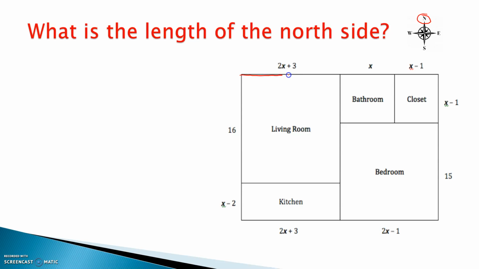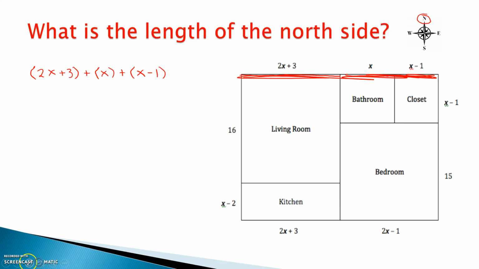So I need this segment, I need this segment, and I need this segment. I need all three segments to find the total length of the north side. So what I have to do is add all three pieces together. Essentially what I'm left with is, hey, I have to add 2x plus 3 plus an x plus an x minus 1. If I add all three pieces, that's going to give me the entire length of the north side.